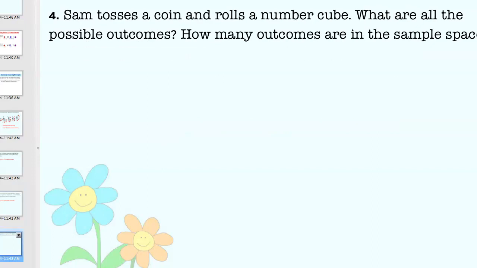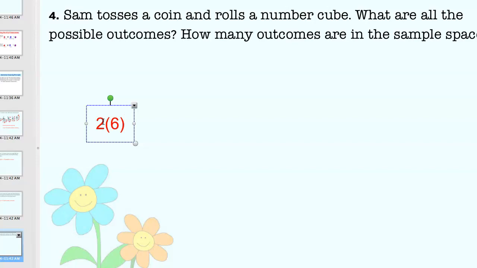Right, Sam tosses a coin and rolls a number cube. What are all the possible outcomes? So I would first find the number of outcomes for tossing a coin. Well, that's 2. There are 2 possible outcomes there. Then if I roll a number cube, a typical number cube has 6 numbers, 1 through 6.